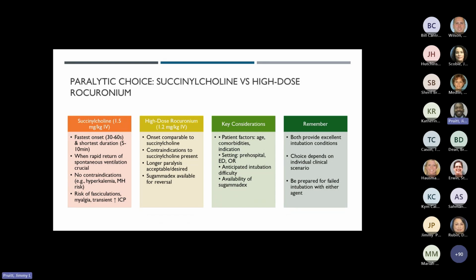But both of these agents are great. They provide excellent conditions, but it really just has to depend on your patient, and be prepared for a failed intubation with either agent.